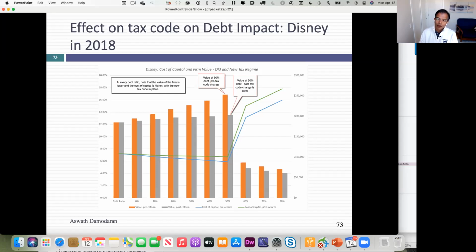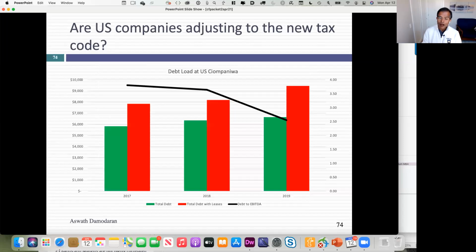And one of the things I've been keeping track of is whether companies are behaving accordingly. In other words, are you seeing a drop-off in how much companies borrow after the 2017 tax law? And so far, at least, the answer seems to be both yes and no. You can say, how can it be both yes and no? If you look at dollar debt, so this is total debt with and without leases, 2017, 18, 19, where 2017 is the pre-tax law change and 2018 is the post-tax law change, clearly there's not a huge drop-off in debt. In fact, if anything, debt continues to rise in 2018 and 2019.